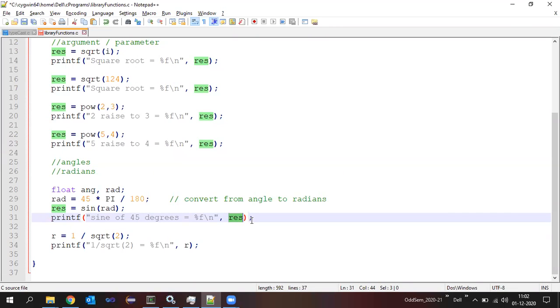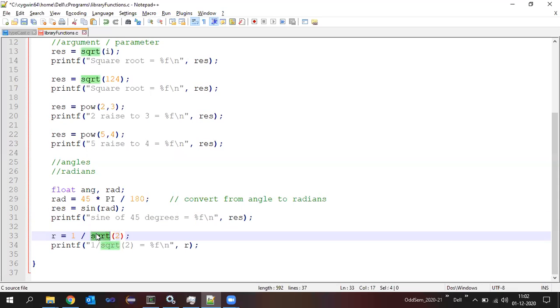Then we know that sine of 45 is what? 1 divided by square root of 2. Right, 1 divided by square root of 2. So we wanted to calculate 1 divided by square root of 2 also. For that purpose, I use another mathematical function, SQRT. So 1 divided by SQRT of 2. The result I stored in R.